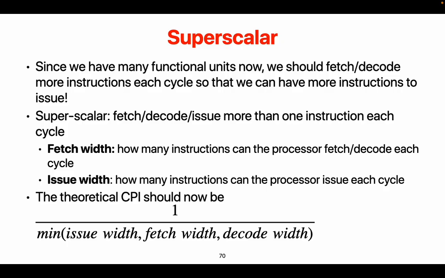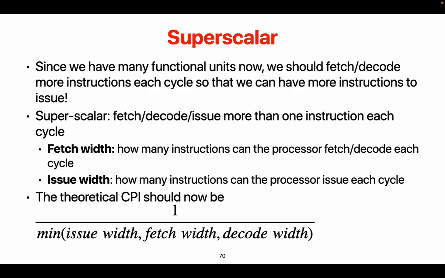So what if we can fetch more than one instruction at the same time and put them in a queue and rename them in a queue more at the same time? So the second concept is about increasing the fetch and decode width of your processor. These two things together are called superscalar.